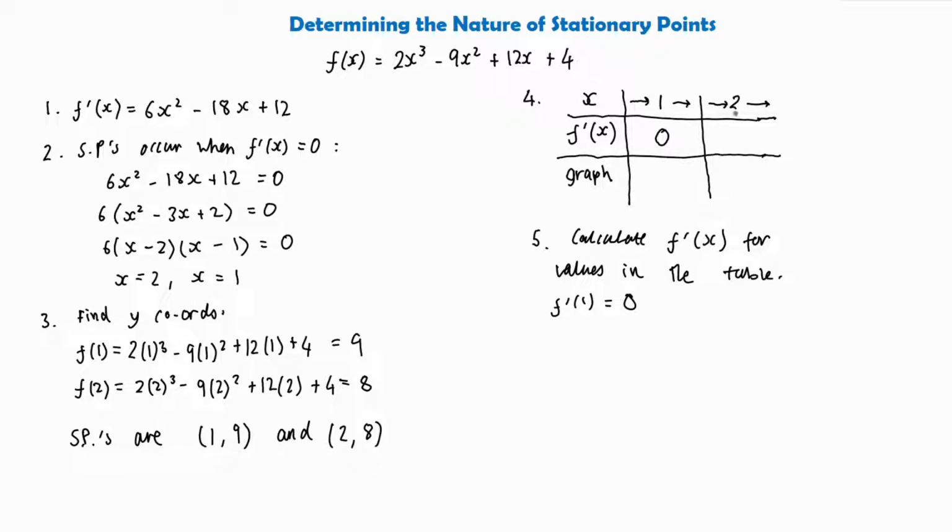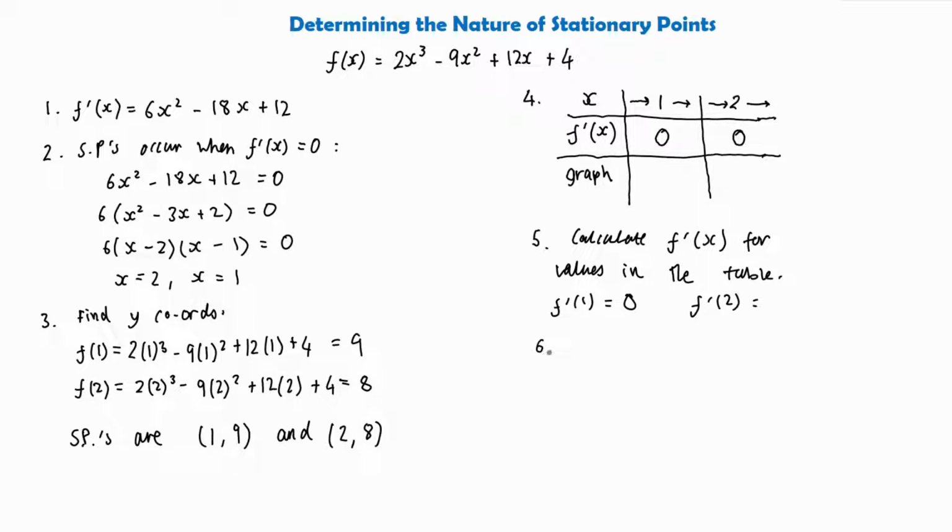Now when we substitute in 2, we find that we're going to get 6 times 2 squared is 4, times 6 is going to give us 24. 24 minus 36 is minus 12, and then plus 12 also gives us 0. So the derivative substituting in 2 is also going to give us 0. So this is very good because these zeros confirm that the stationary points exist at the points where x is 1 and x is 2.